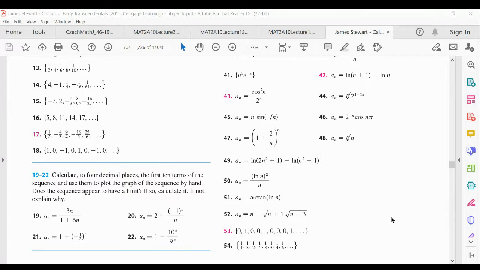a3 is going to be 1 plus 2 divided by 3, cubed, right? Which is (1 2/3) raised to the power 3. a4, what do you think? Let's see what people in the tutorial say.